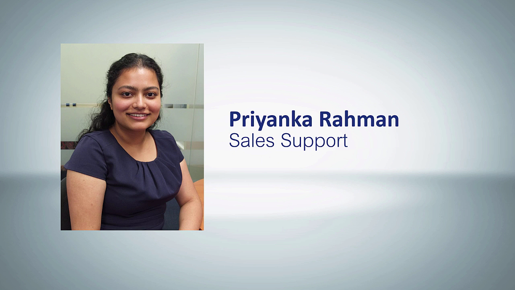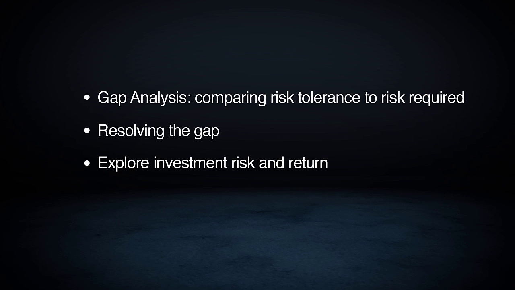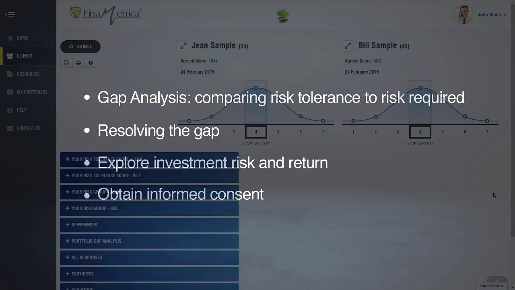The process of developing suitable advice with regard to risk is based on your client's properly informed commitment to a set of trade-offs between conflicting alternatives. Our Quick Start Guide provides detailed guidance. Here, I'm going to introduce gap analysis, comparing risk tolerance to risk required, resolving the gap, explore investment risk and return, obtain informed consent, so you can start using our system straight away.